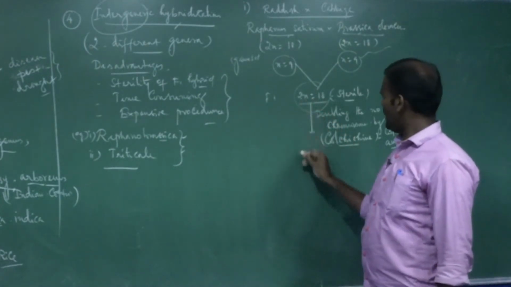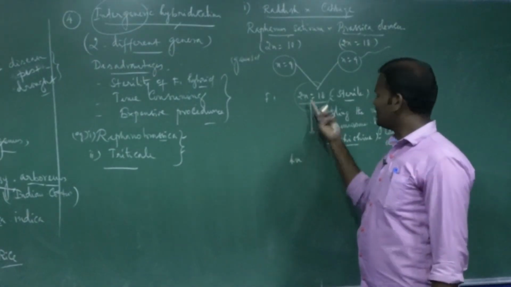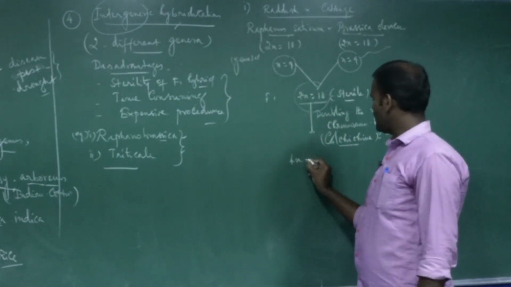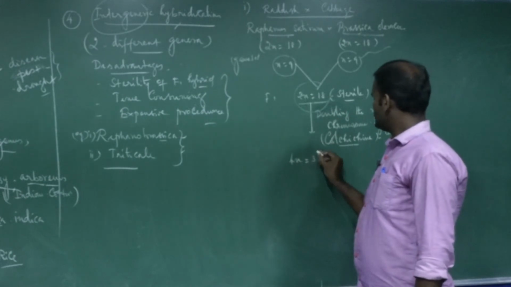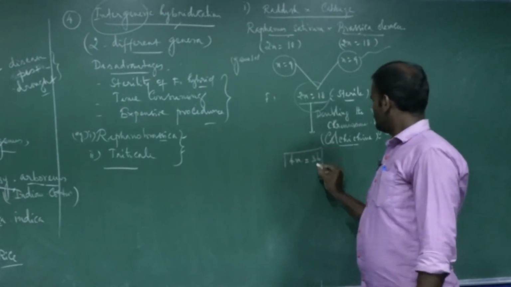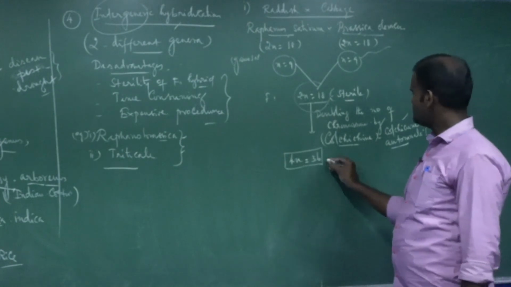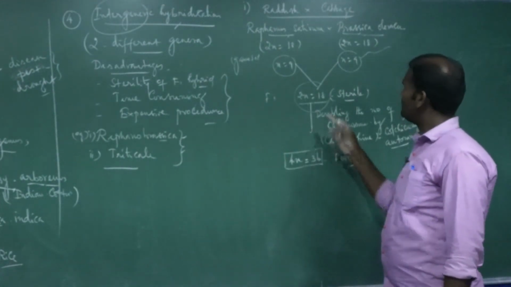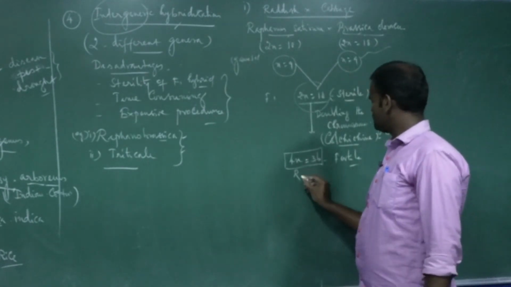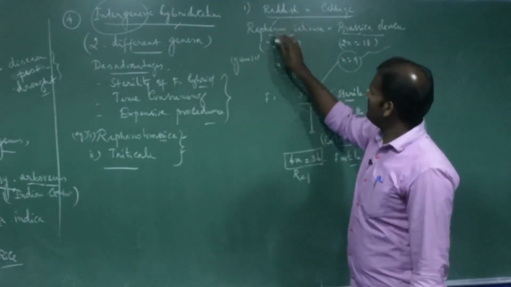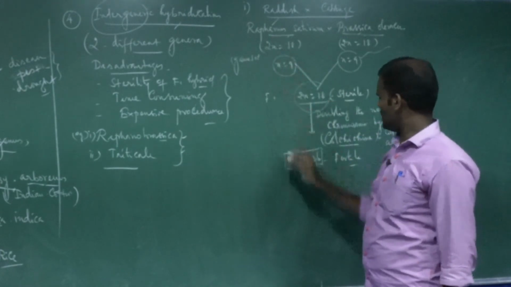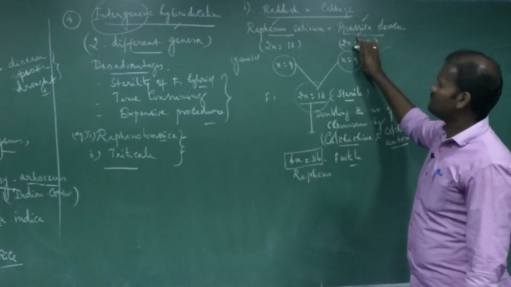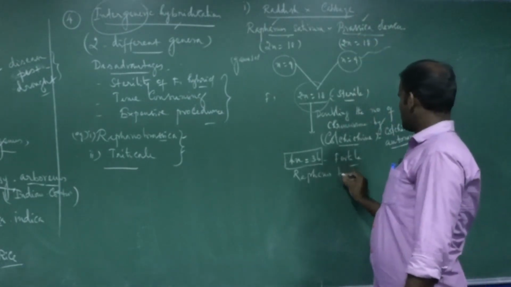The cell's diploid becomes tetraploid, doubled. 2n becomes 4n, tetraploid, equal to 36. So that is a fertile variety. Such a fertile variety is called Raphanobrassica. The first part is from the genus of the first species, Raphanus. Raphano. Here is the genus of the second species, Brassica.